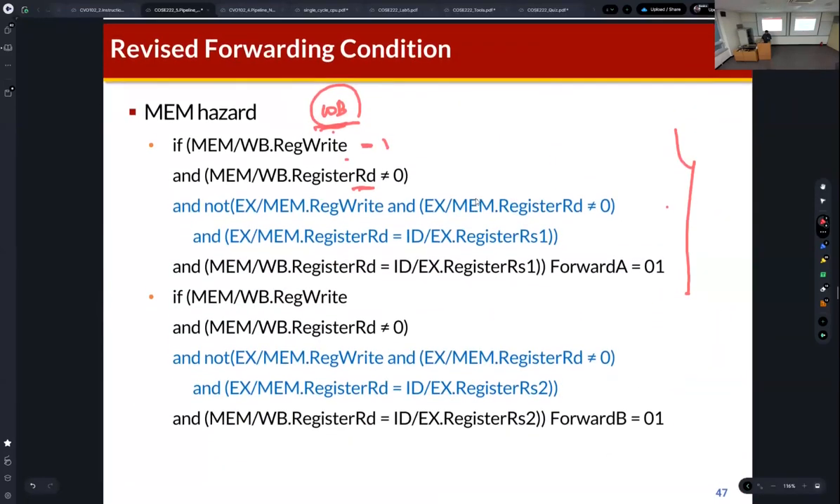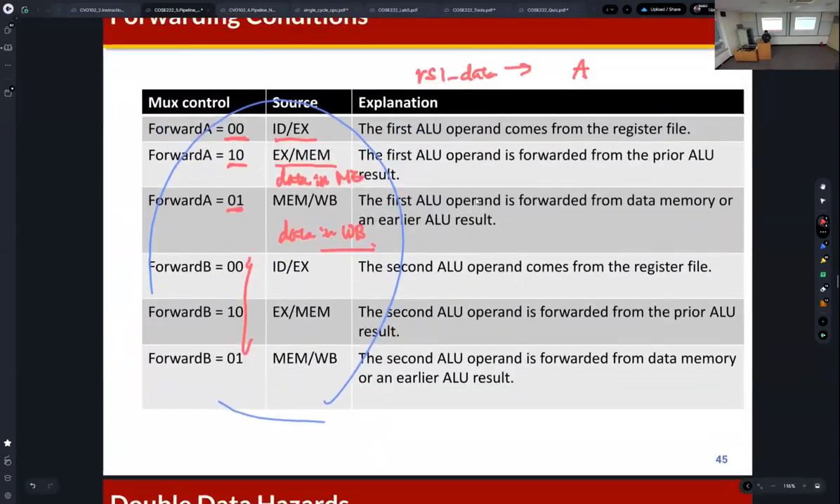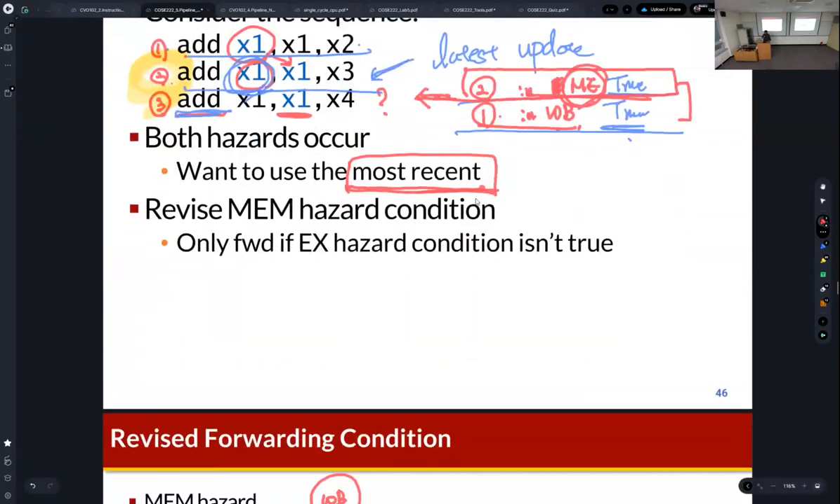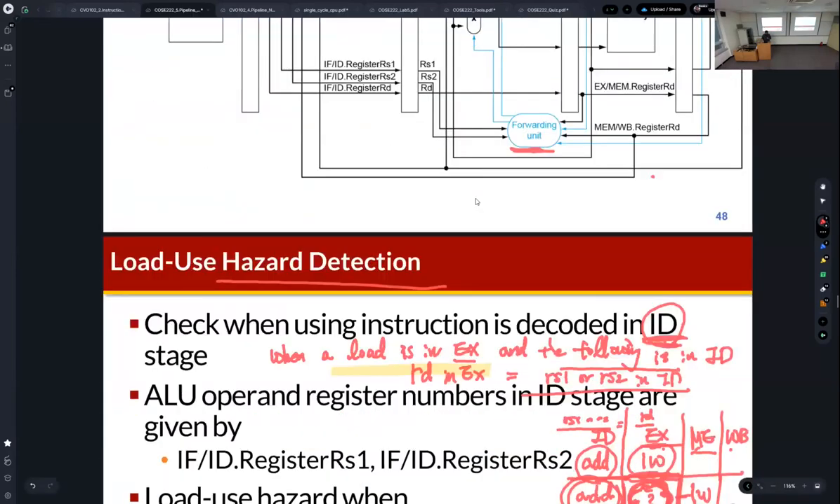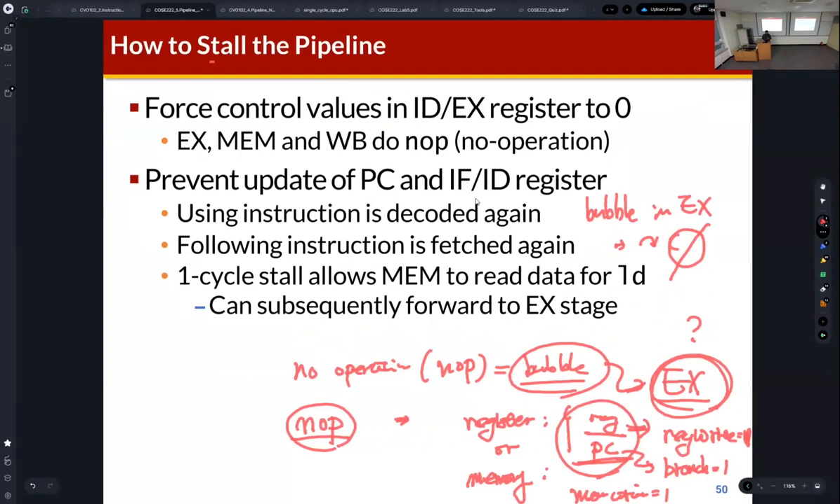Then, as you can see, we also need to generate the control signals for the forwarding unit and the hazard detection unit. The conditions are also a little bit complex, so we need to consider corner cases. And then, how do we stall the pipeline?